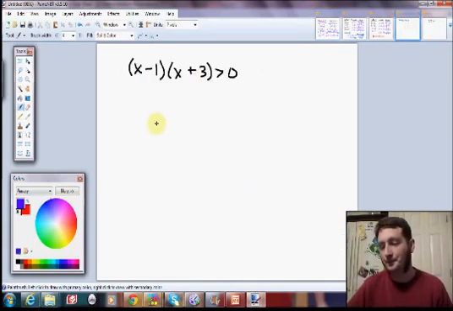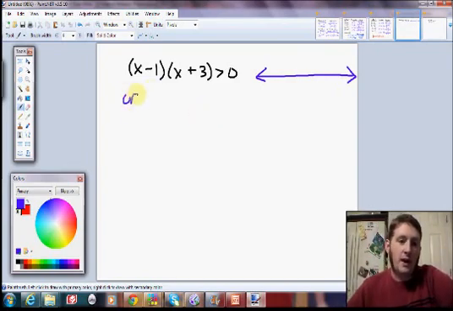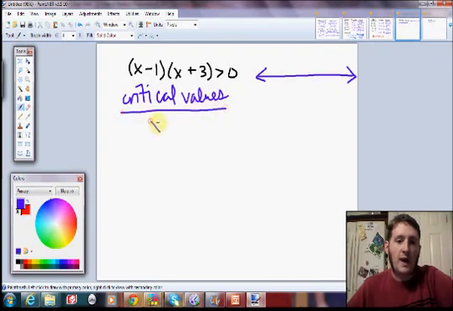this problem. And so let's see. It's an inequality, so we know that there's going to be a number line involved. Okay. Well, what are the critical values? Well, the critical values for this particular problem would be if x were equal to 1 or if x were equal to -3.